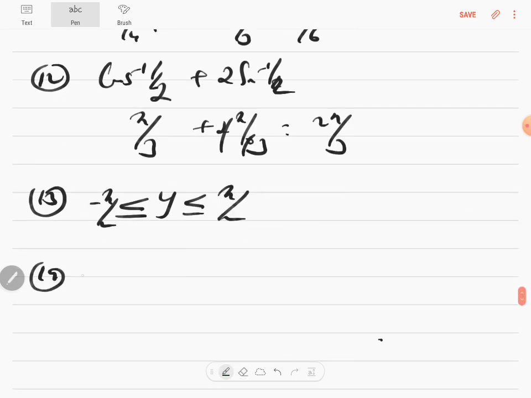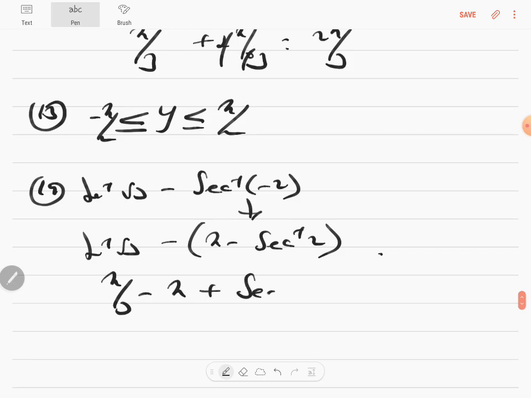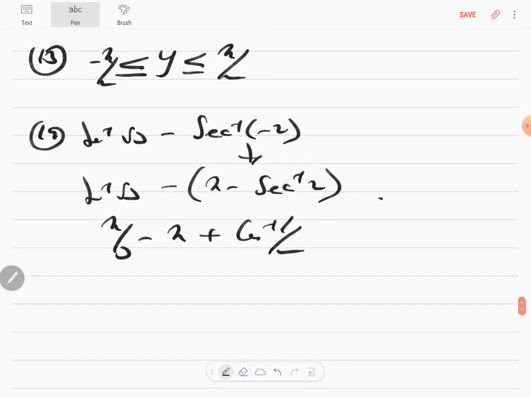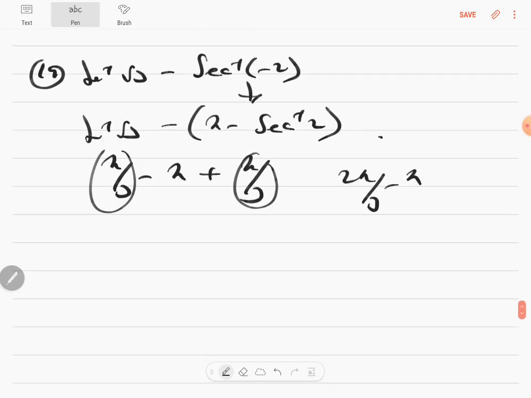So the 14th question is tan inverse of root 3 minus secant inverse of minus 2. Can you see the negative argument for cos, secant and cot? So it's pi minus secant inverse of 2. Tan inverse of root 3, where tan will be root 3, is tan 60, which is pi by 3, minus pi plus secant inverse of 2, which can be written as cos inverse of 1 by 2. Using the reciprocal function, cos 60 is 1 by 2, which is pi by 3 again. So a pi by 3 and a pi by 3 will be 2 pi by 3 minus pi, and whatever this answer is, you have to write it.